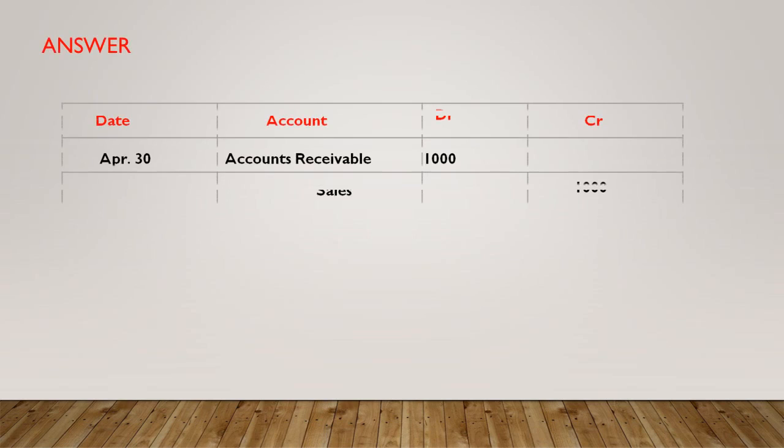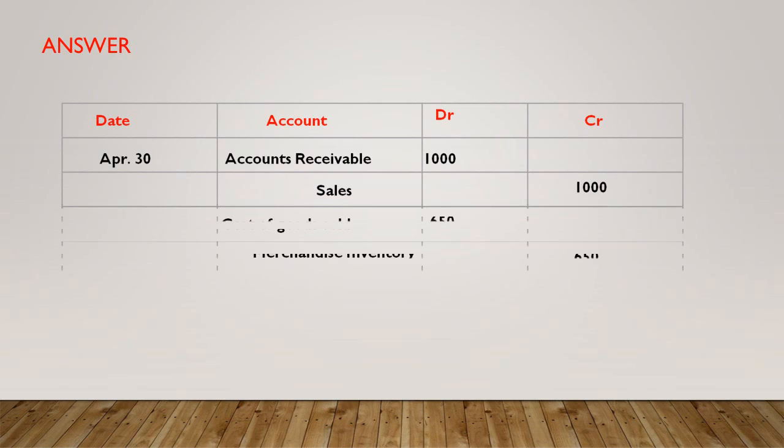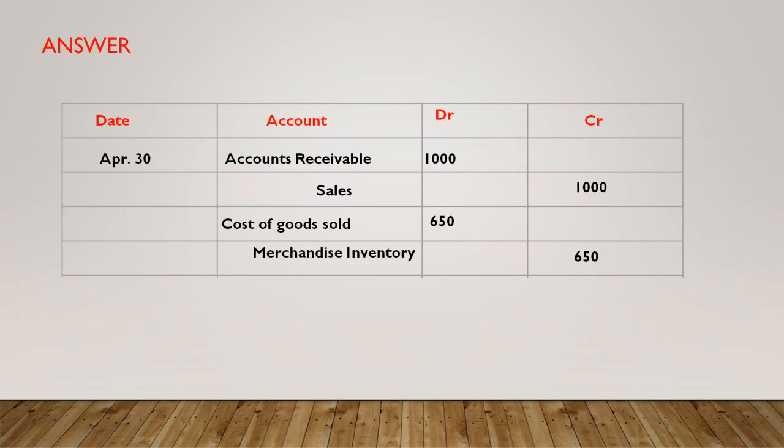So the entry will be: debit accounts receivable and credit sales with $1,000. This is to record the sale. However, we need another entry for recording the cost of goods sold: debit cost of goods sold and credit merchandise inventory using the other number, which is the cost, the $650.